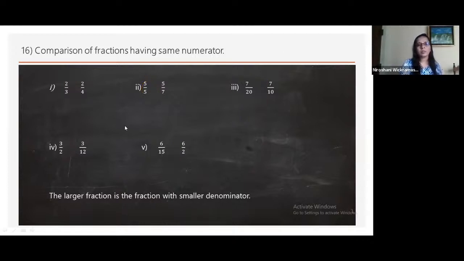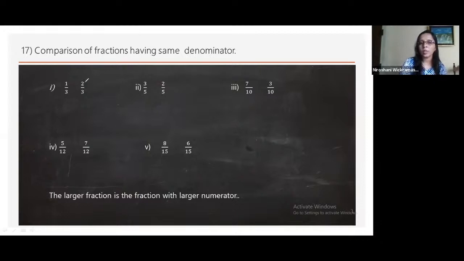Question number 70. Comparison of fractions having the same denominator. Now the denominators are the same, meaning the down number. The larger fraction is the fraction with the larger numerator. So don't forget, when the denominators are the same, the fraction containing the larger numerator is the larger fraction. So what is the larger fraction? 2 out of 3. So this is the larger one, right?